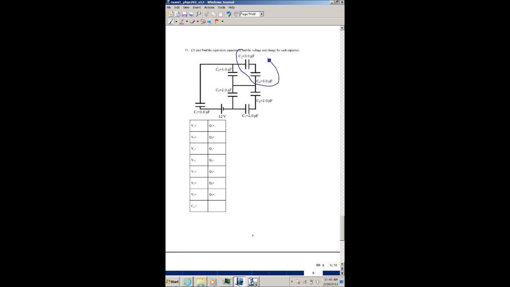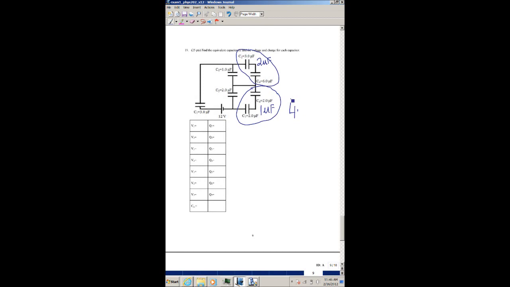I have these two capacitors I can combine. That's a 3 and a 6. They combine to give me a 2 microfarad capacitor. And similarly here I have a 2 and a 2. They combine to give me a 1 microfarad capacitor. So my circuit then can be simplified to look like this.